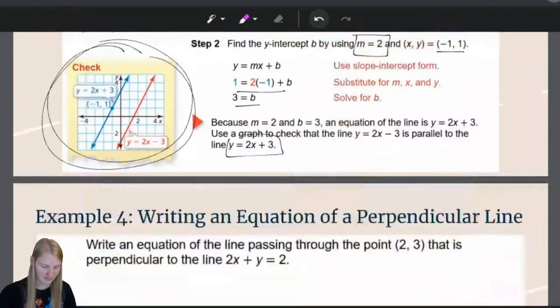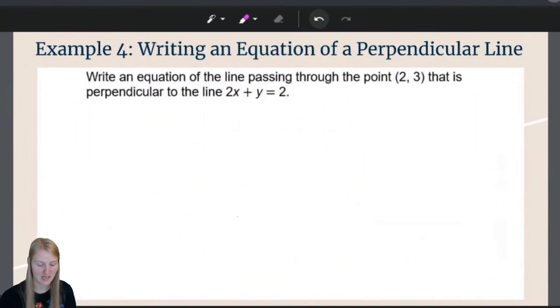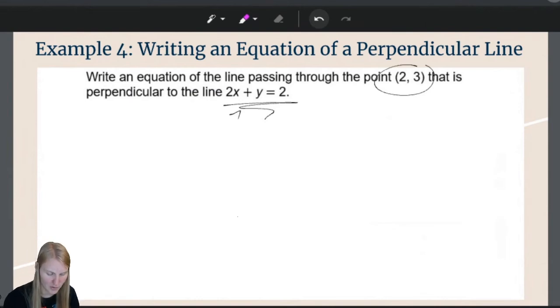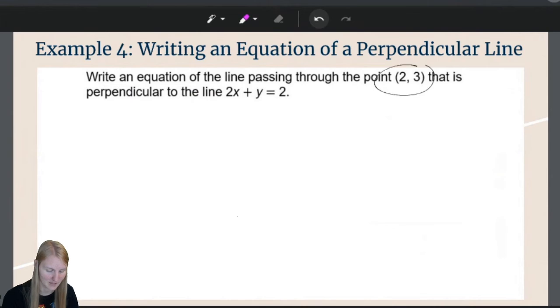Okay. Let's move on to our last example for today, writing an equation of a perpendicular line. Same thing: it wants us to pass through this point, (2, 3), but now we want to be perpendicular to this line. Well, the first thing we need to do is notice this does not look like y equals mx plus b. I need to get y by itself. Let's get y by itself.